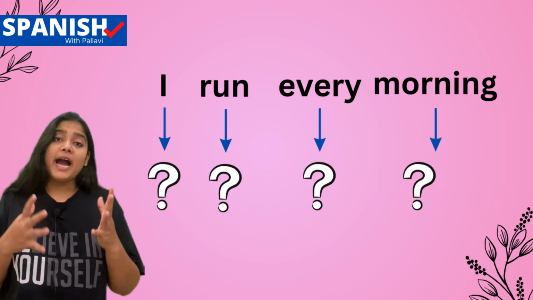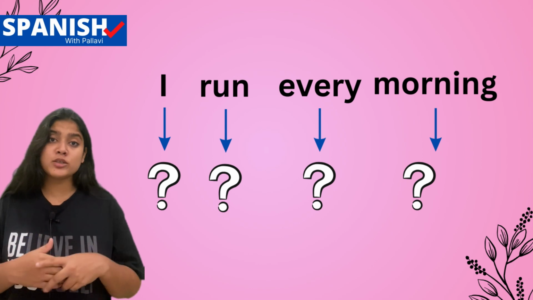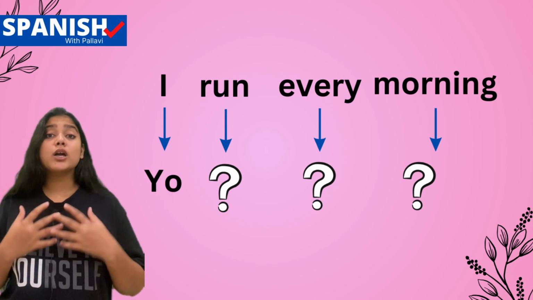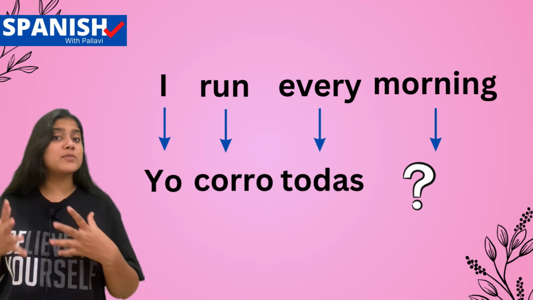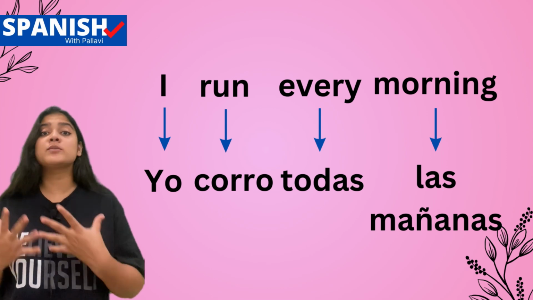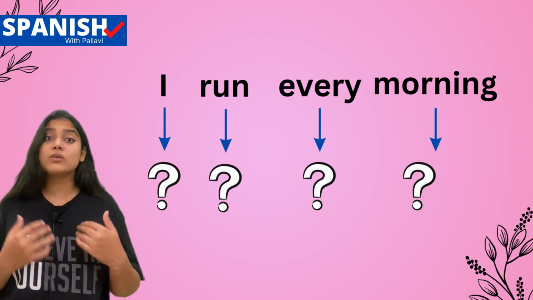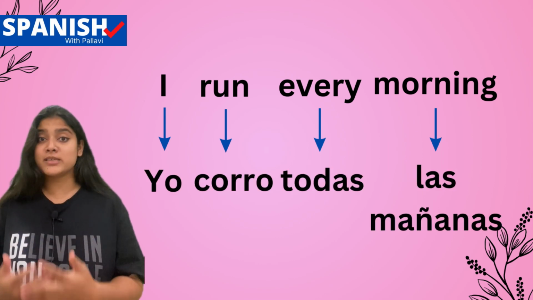Next. I run every morning. How do we say that in Spanish? I in Spanish will be yo. Run will be corro. Every morning will be todas las mañanas. So the whole sentence will be I run every morning. Yo corro todas las mañanas.